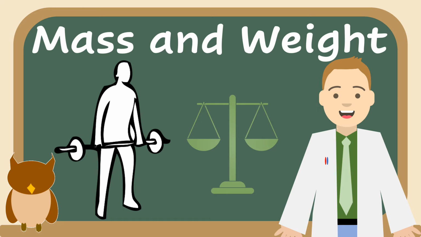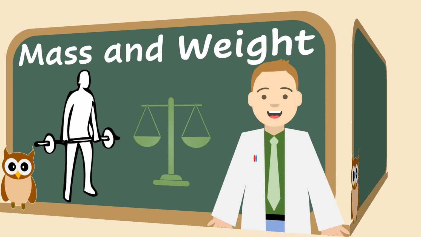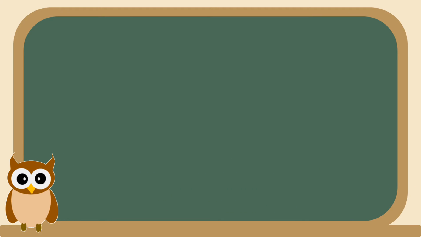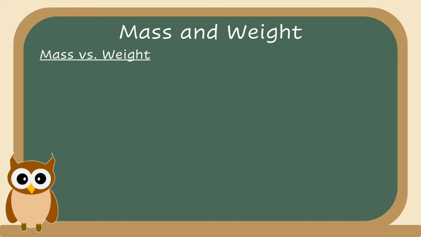Today our lesson looks at the difference between mass and weight. So, firstly, we will clarify the difference between mass and weight and then look at a couple of examples. Because as you may or may not know, when we weigh ourselves on a set of scales, we are actually being shown our mass.